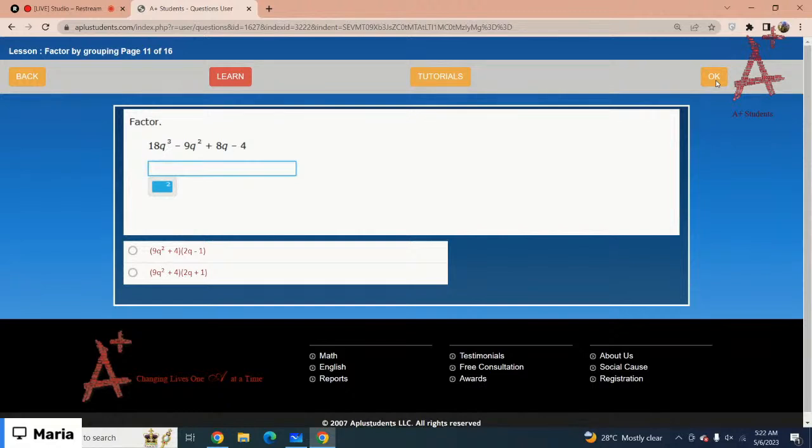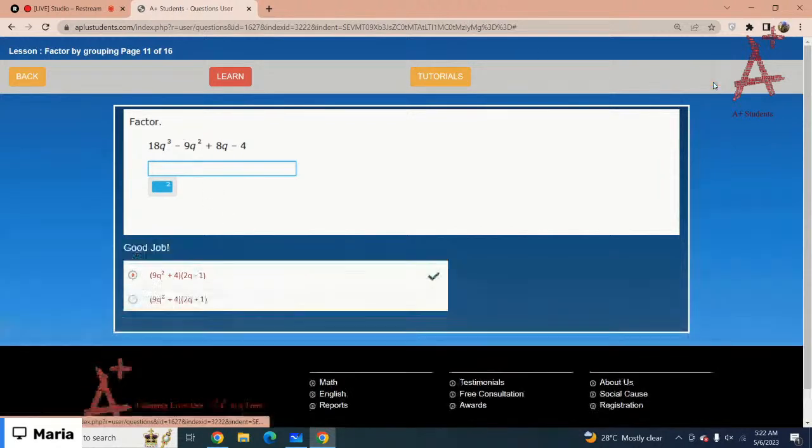Okay, 18q cube minus 9q square plus 8q minus 4. So which is the correct option? 9q square plus 4 and 2q minus 1. Option number 1 is the correct option.